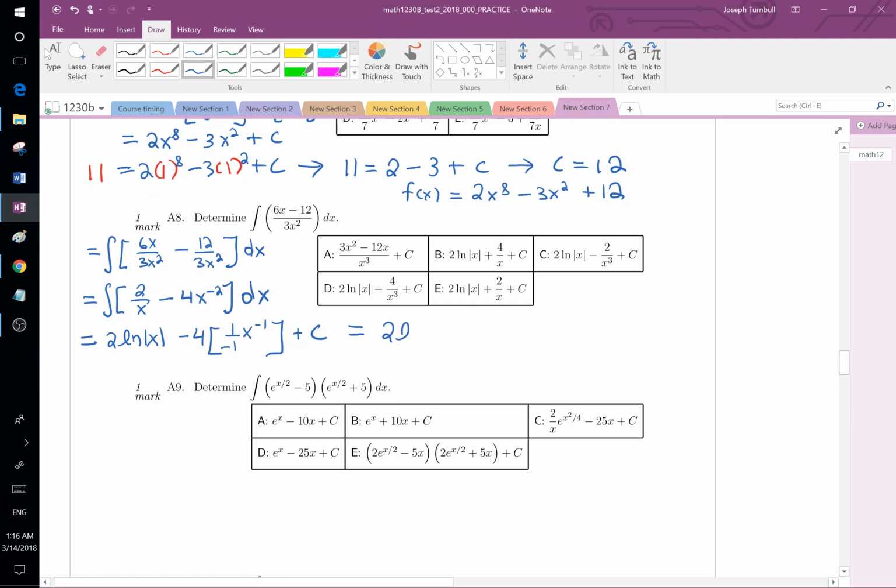We can clean that up. That middle term is a bit of a mess. 2 times log absolute value of x, minuses cancel, plus 4x to the power of negative 1 plus c, which is 2 times log absolute value of x plus 4 over x plus c. Choice B. And looking at the options, the part that's treated as the tricky part is taking the antiderivative of 4x to negative 2.